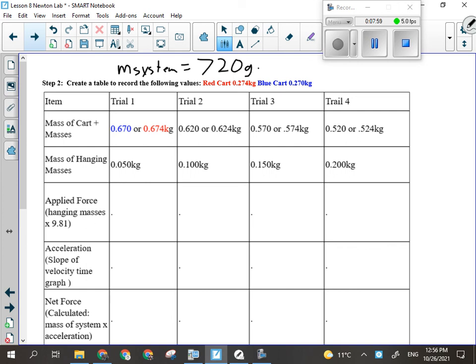So in the first trial, you're going to have the cart, which is 274 grams if it's a red cart, and you're going to have 400 more grams on the cart. Each group is going to get a set of masses, and what you're going to do is take 400 grams and stick them in the cart.